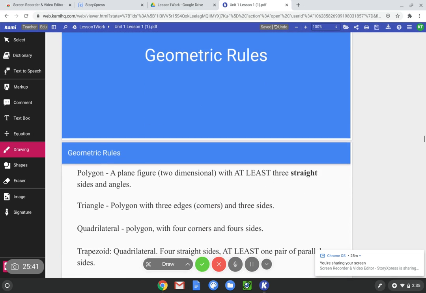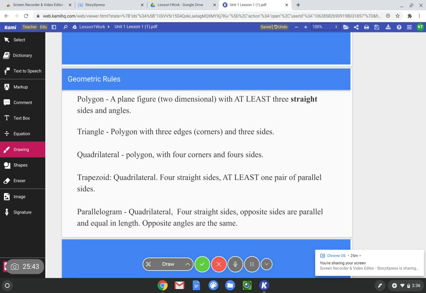Geometric rules. So here we're using the vocabulary and applying the geometric rules to categorize the labels, the families that shapes are in. Polygon, a plane figure with at least three straight sides. And remember, there are several types of shapes within the polygon family. We have triangle, quadrilateral, trapezoids. Trapezoids and parallelograms are types of quadrilaterals, but polygons could be triangles, quadrilaterals, hexagons, octagons, so forth.